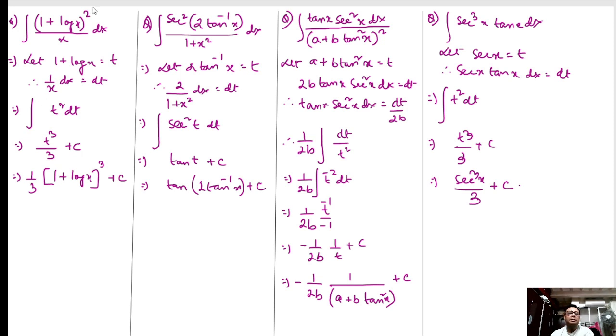Next sum, see, take 1 plus log x as t. So the derivative of 1 is 0, and of log x is 1 by x, so dx by x equals dt. So this sum becomes t square dt, which is t cube by 3 plus c. Put the value of t.